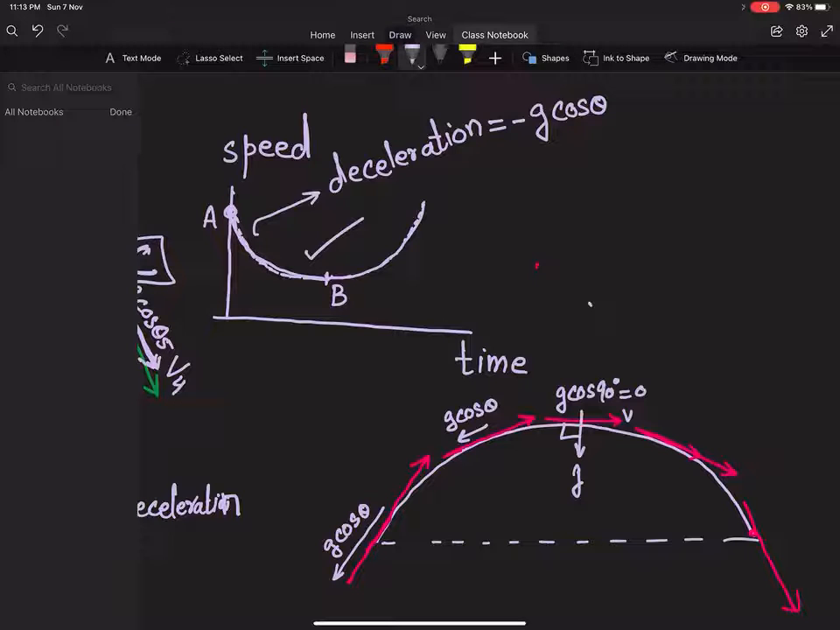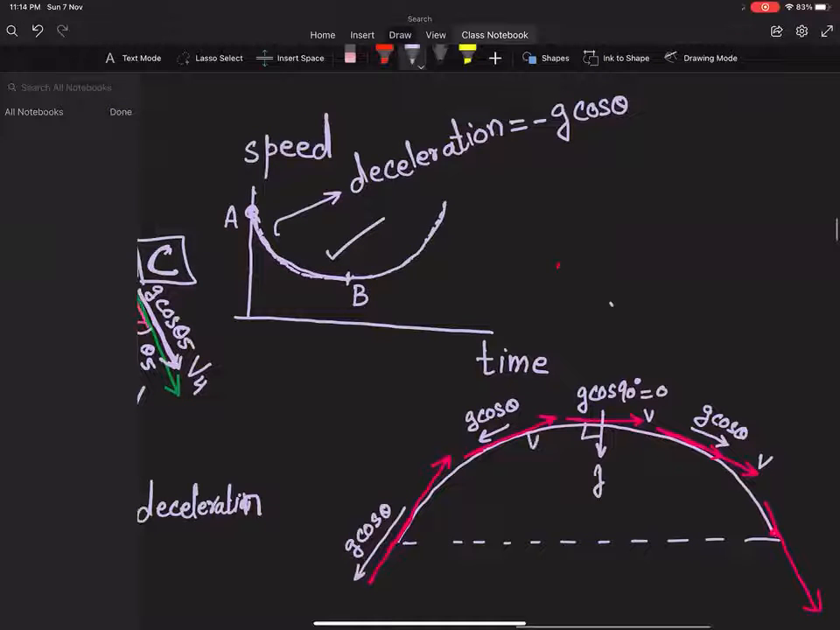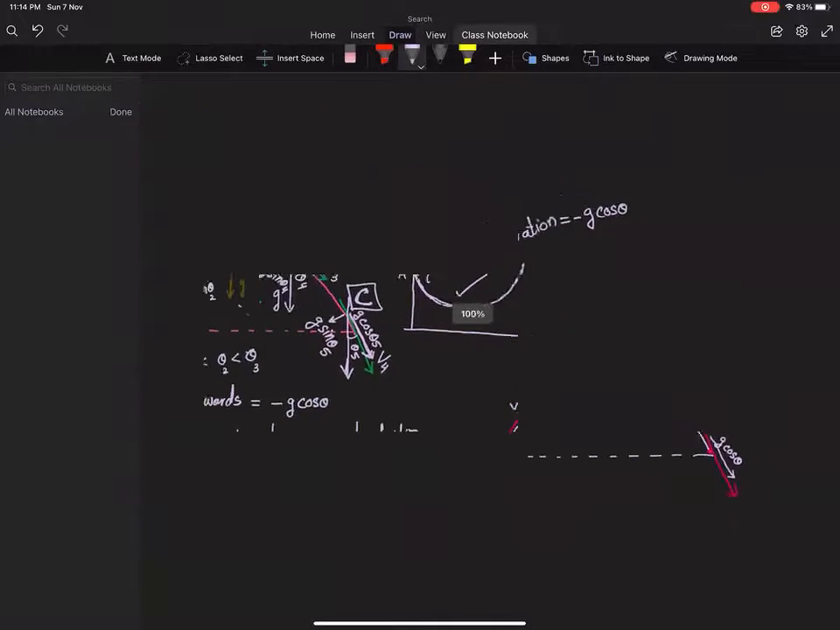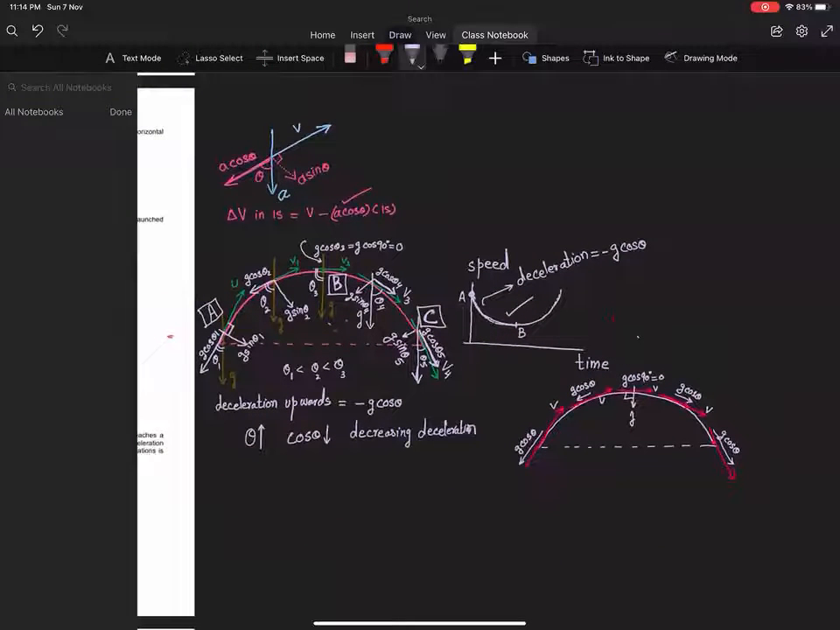Now in the downwards motion, this g cos theta will become acceleration, because now it is in the direction of velocity, and it will be increasing now, because the angle is going to decrease. So the projectile has, in the upward motion, a deceleration that is decreasing. In the downwards motion, it has acceleration that is increasing. So this is the explanation of this question.